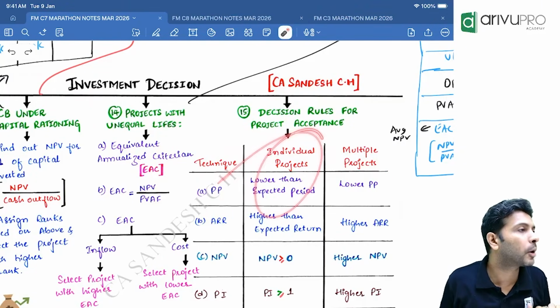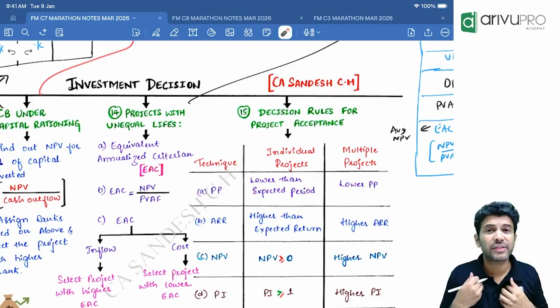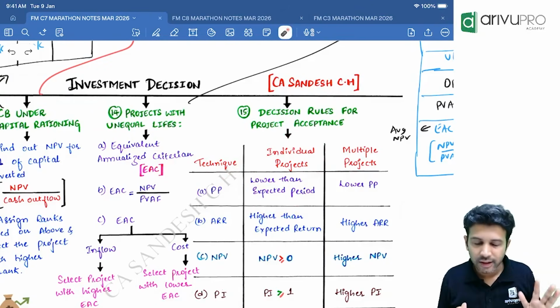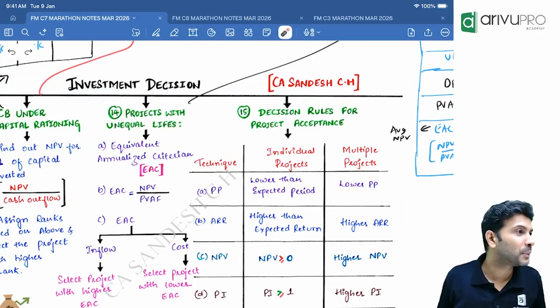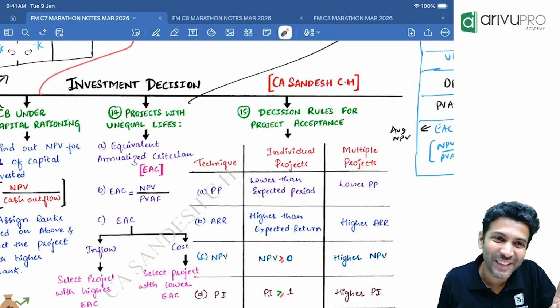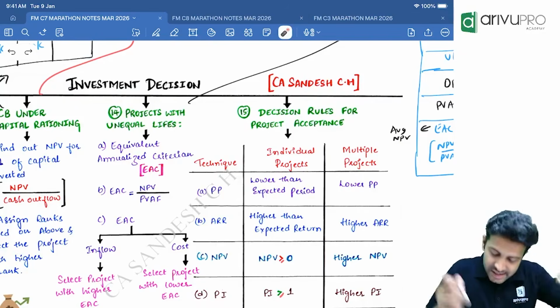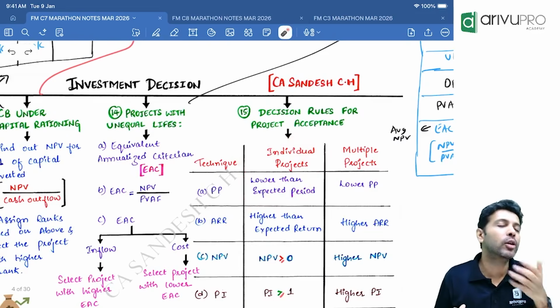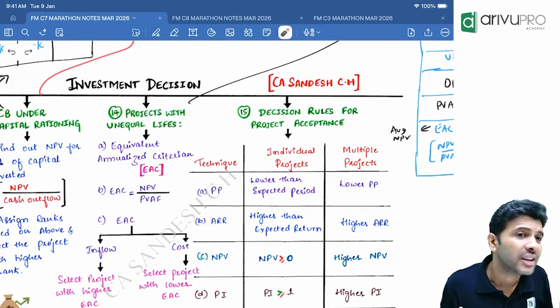But if you have a single project, then you will have that individual cutoff, like an individual target. Someone may say, I want to clear CA in the first attempt. Someone may say, I want to clear CA within 3 attempts. Possible, no? I hope nobody has that target. Just saying. Same way, the company also will have a target in how many months or years they want to recover their initial investment.